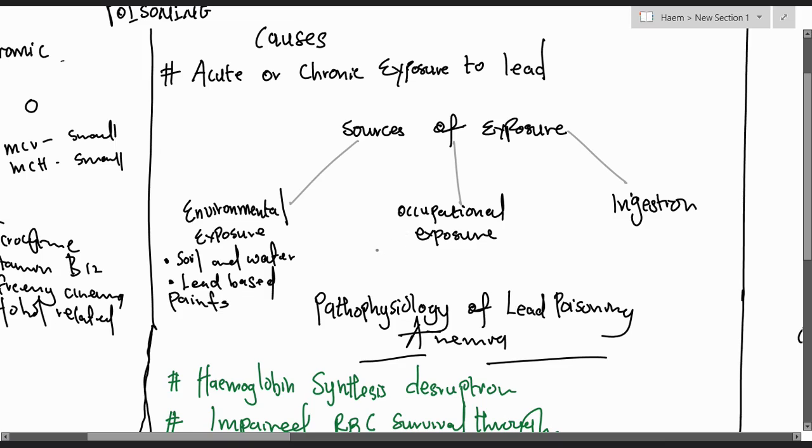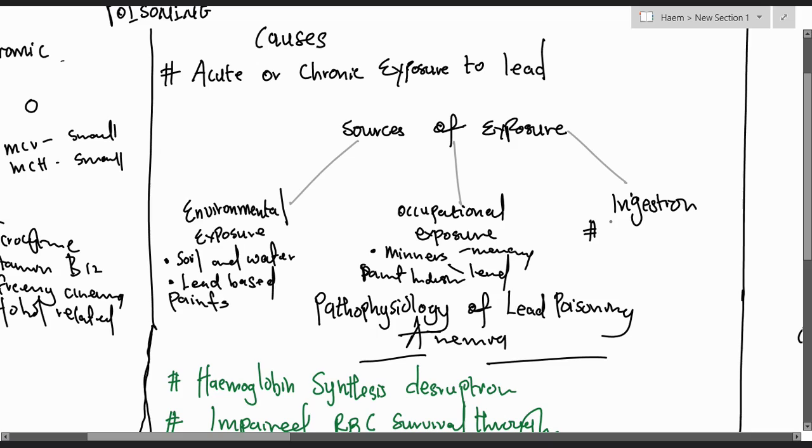Then the occupational exposure, so people who are mostly miners. The miners basically use heavy metals in their mining. So they mostly use mercury and lead, and in other occupations, some paint industries also make use of lead. Then ingestion, so this mostly happens in children and some adults.